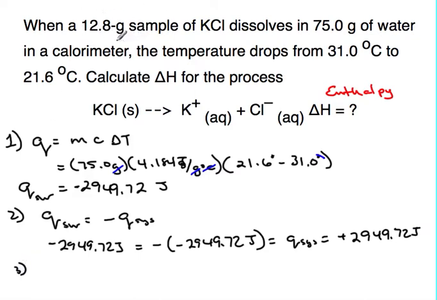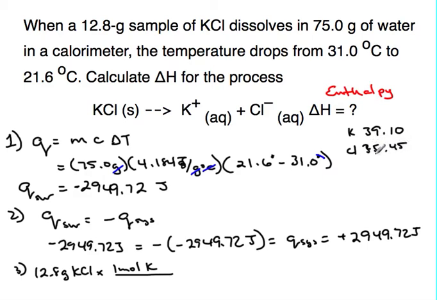Now the third step is we have to take the grams of potassium chloride and convert it to moles of potassium chloride. We have 12.8 grams of potassium chloride. Multiply that by, I know that 1 mole of potassium chloride is 1 mole of potassium, which is 39.10, plus chlorine, which is 35.45. That gives 74.55 grams. So I take 12.8 divided by 74.55, and I get basically 0.172 moles of potassium chloride.